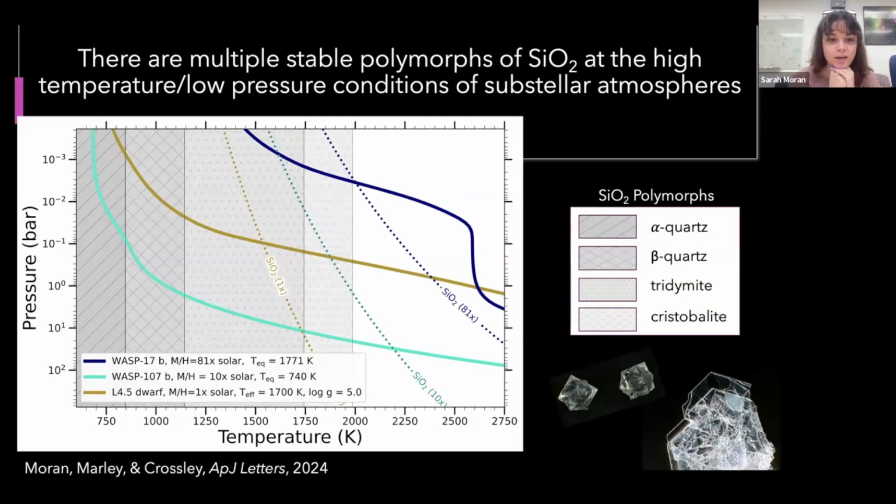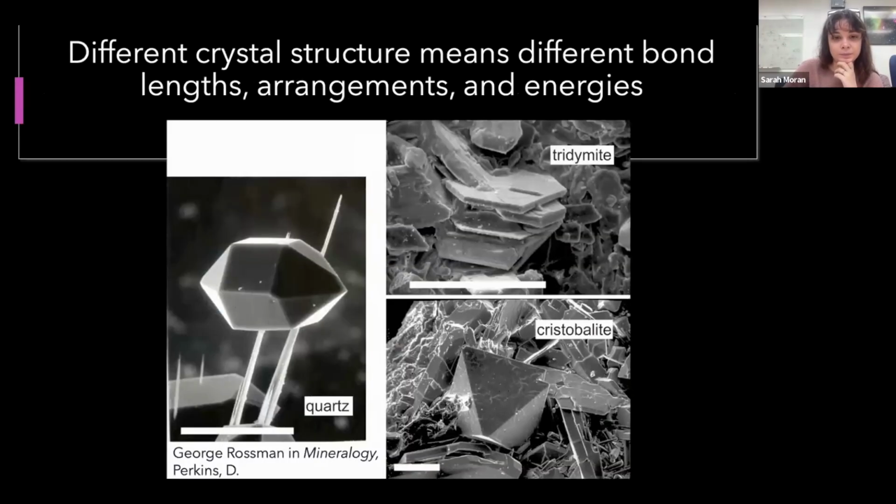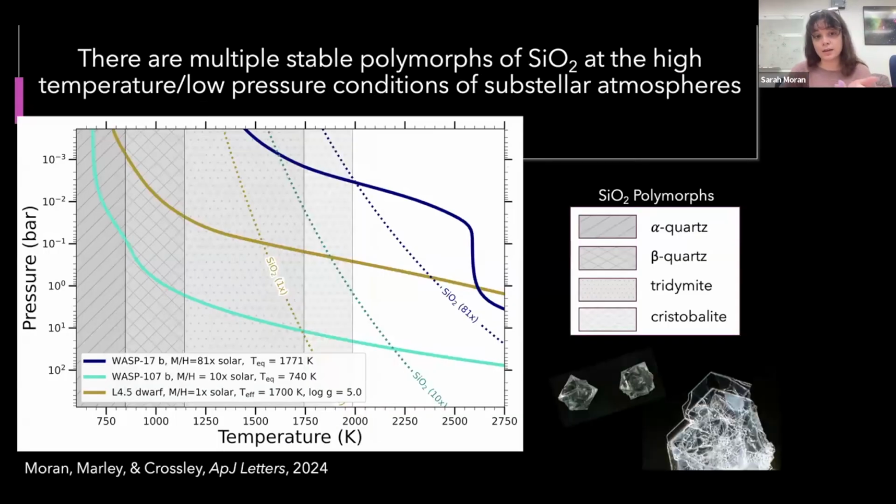And then I've overplotted here in the solid lines different temperature pressure profiles of where we have detected SiO2 clouds. And then these dotted lines correspond to the condensation curves at various metallicities. Where they cross, you can imagine that's where your clouds are initially forming. And for almost all of these cases, we see that they're crystallizing for WASP-17 at the cristobalite point, and for this L dwarf in the tridymite stability region. So that's great. You can go ahead and say, sure, these are in fact these different kinds of polymorphs.